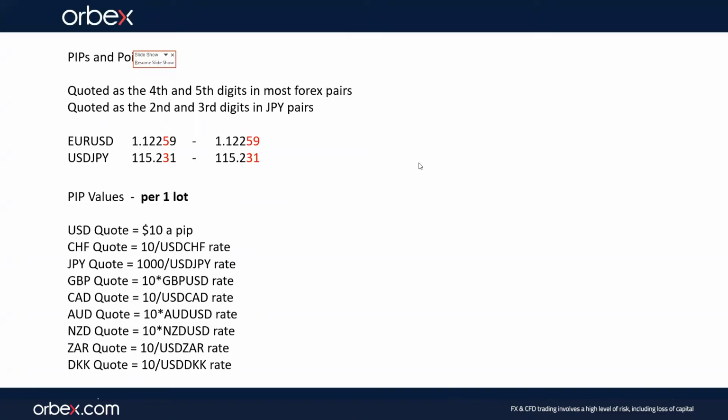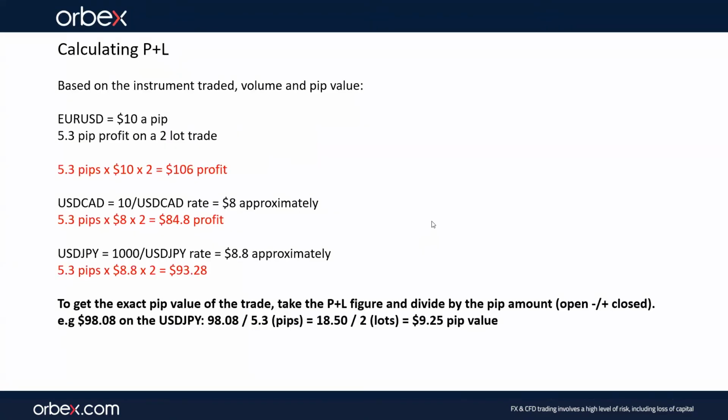Sorry, I had to see my face again. Let's go on to the next slide. So we just looked at calculating profit and loss. And as I said, for euro dollar, it's always $10 a pip fixed.